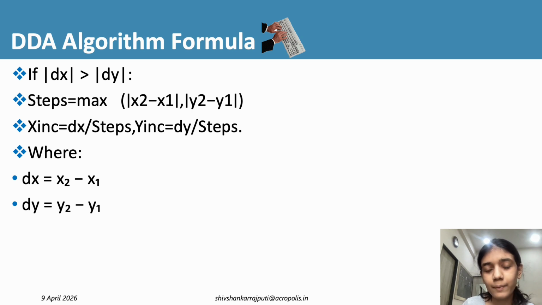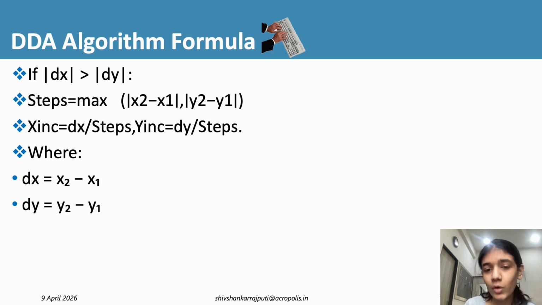Now we find the difference of the 2 points, dx and dy. For example, we have x2, x1 and y2, y1. So we find x2 minus x1 and y2 minus y1, that is dx and dy. Now if dx is greater than dy, then this is the formula to find the number of steps. We will find the maximum of the 2. For example, the maximum of the 2 is 6, so the total number of steps would be 6.